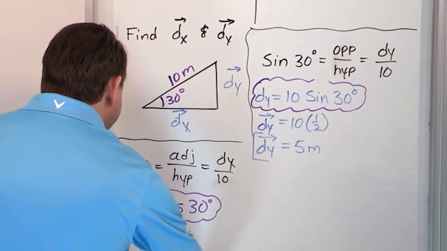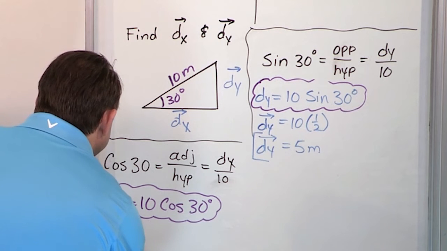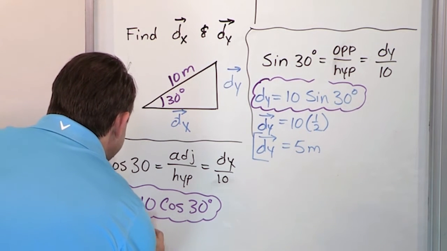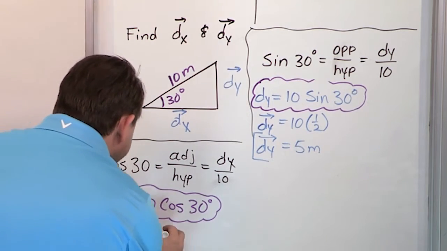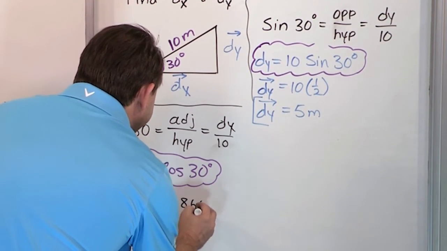And when I finish out the math, what ends up happening is dx is equal to 10 times the cosine of 30 degrees. If you take 30 degrees and stick it in your calculator and take the cosine, you're going to get 0.866.